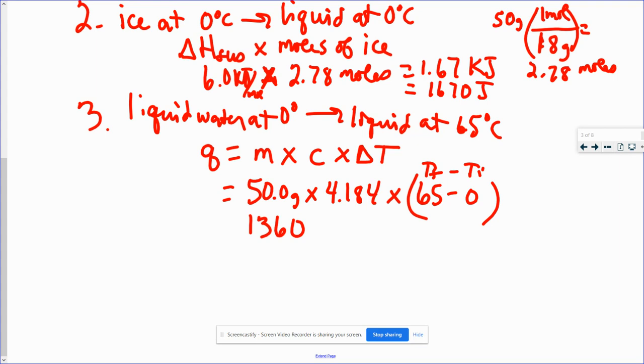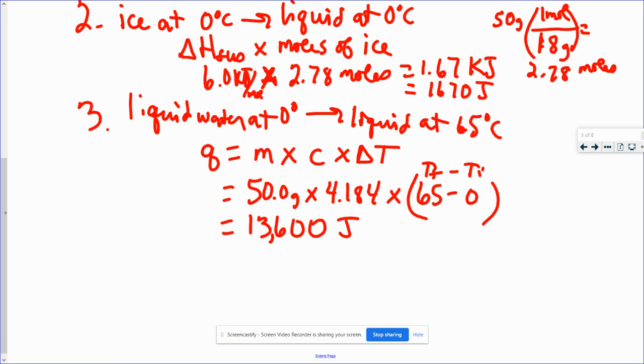Wait, is that right? I put it wrong. Oh, 13,600 joules. Okay, 13,600 joules. Okay, that is my heat. So now I just add those together.